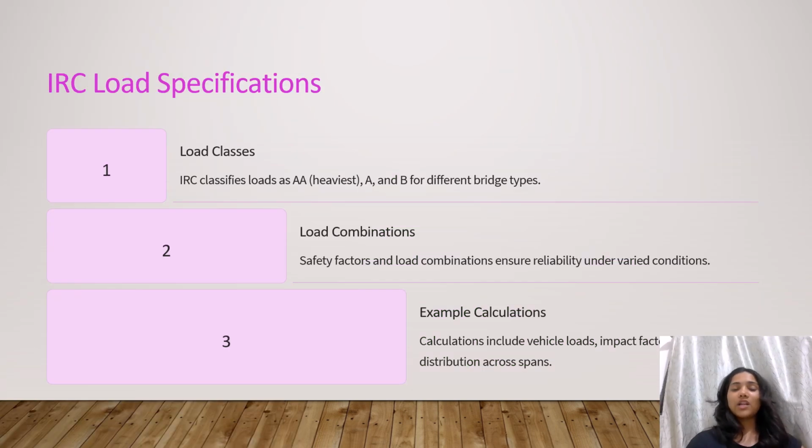Moving forward to IRC load specification. There are some specifications given by IRC, which means Indian Roads Congress, to categorize the load. The first load class is class AA, which includes the heaviest load for important bridges and highways. Then class A, which includes normal medium road traffic, and then class B, which includes lightweight road traffic, like pedestrian or temporary bridges.